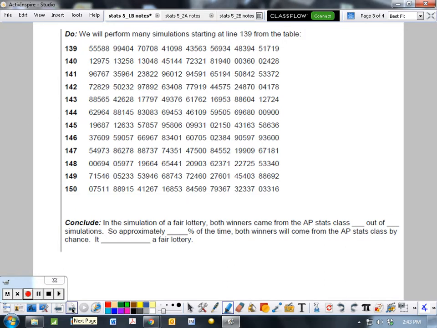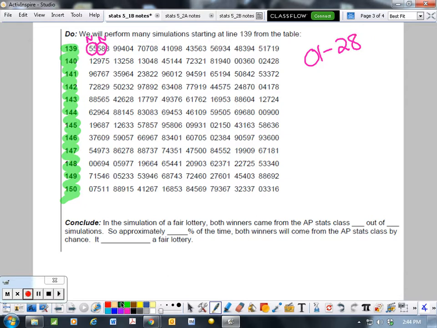Okay. So we're starting at line 139. This is what the random digit table would look like. These are the line numbers. They're not our actual numbers that we're going to use. And so we're going to go ahead and look at this. So we have 55 and 58. So 2 different numbers. Were they both in stats class? No. So this is a no, and this is a no. Because for stats class, they need to be 0, 1 to 28.